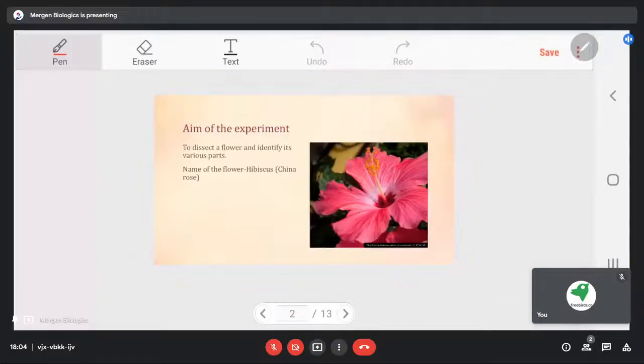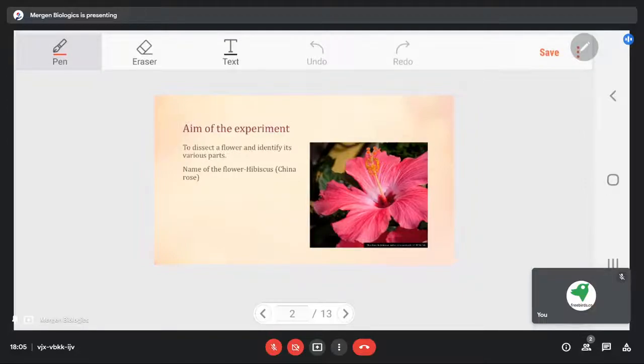So I have told you that for the dissection process, I have taken the China rose. The scientific name of this whole genus is Hibiscus, and this whole genus has different species all over the world. In our northeast, it is a very common flower that we get in every household. So I have chosen this particular flower for this reason. There is another reason I have taken this flower, that is this flower is bisexual.